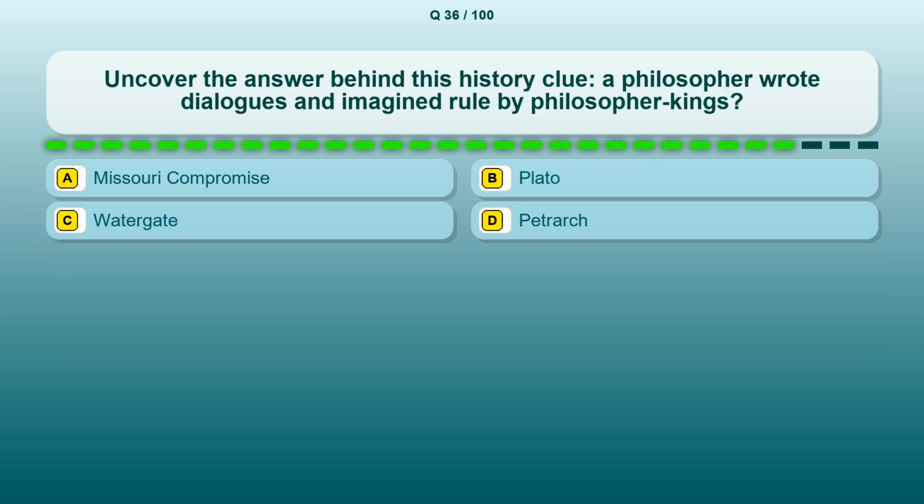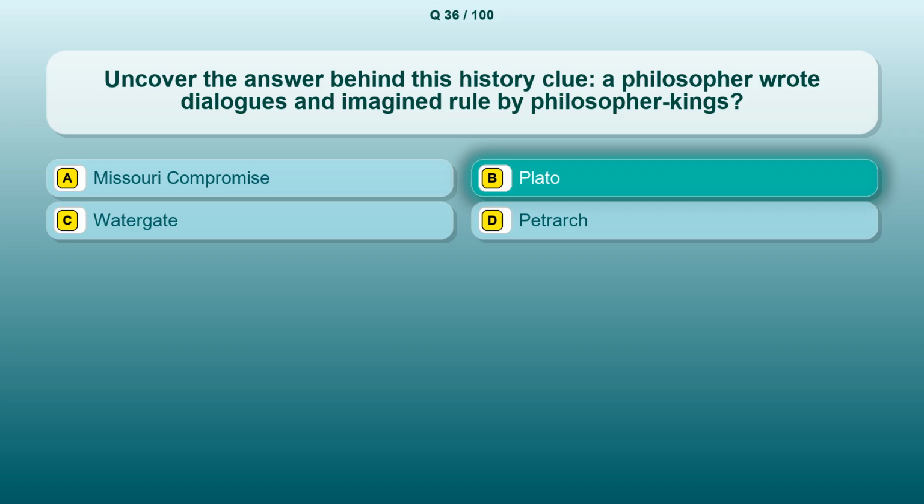Question 36. Uncover the answer behind this history clue. A philosopher wrote dialogues and imagined rule by philosopher kings. Option A, Missouri Compromise. Option B, Plato. Option C, Watergate. Option D, Petrarch.